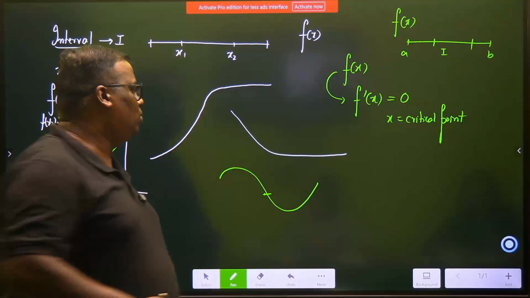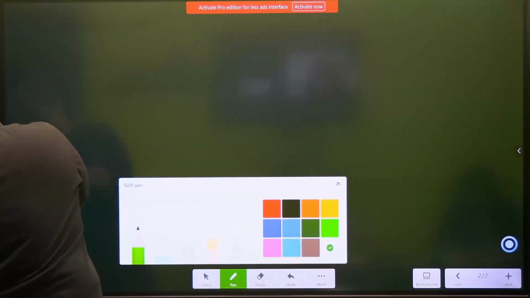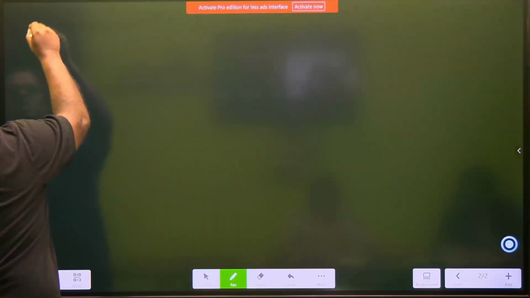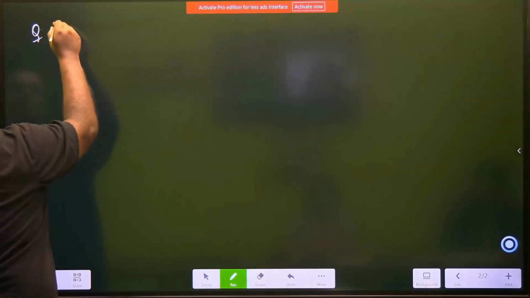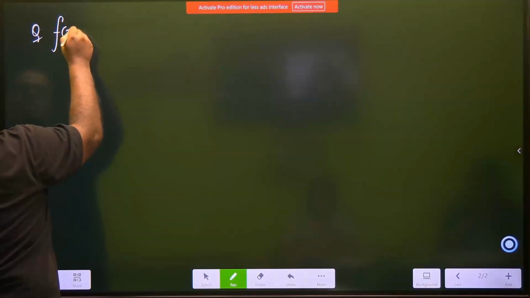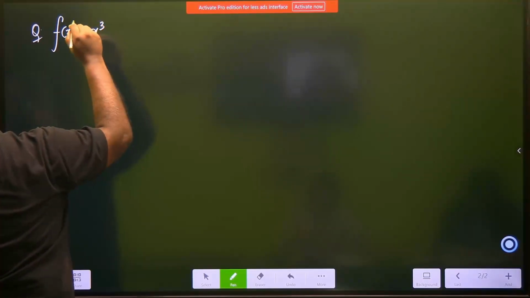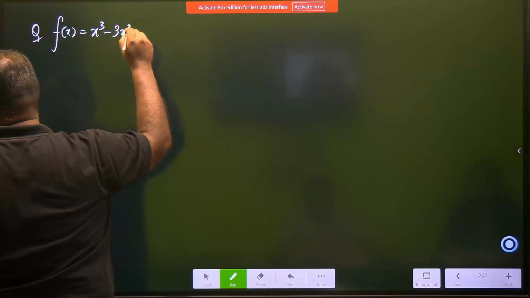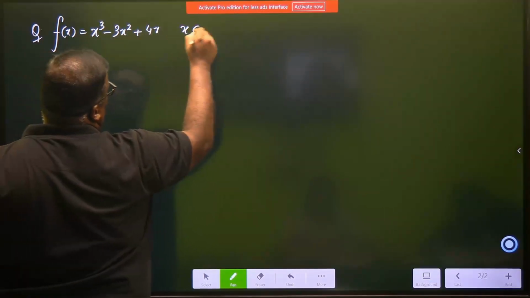Preferably don't look at the book initially because you will have a prejudice. So I'll do it in a very detailed manner. The question is, you can start seeing the problem from here. I have a function f(x), and this function is given as x cube minus 3x square plus 4x, and x belongs to R.